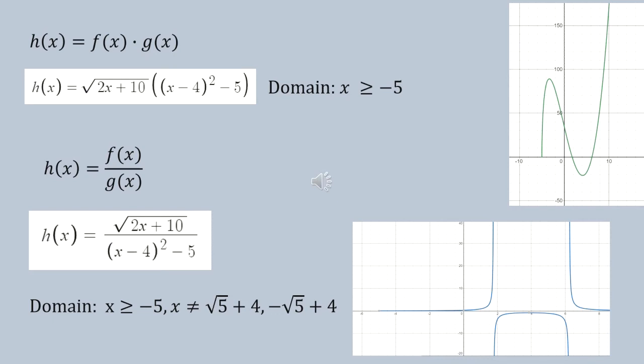The square root is still the most restrictive. We're still working with the same two functions, so the domain, as it was with the sum and the difference, is x greater than or equal to negative 5.